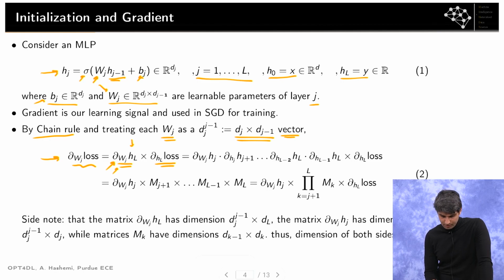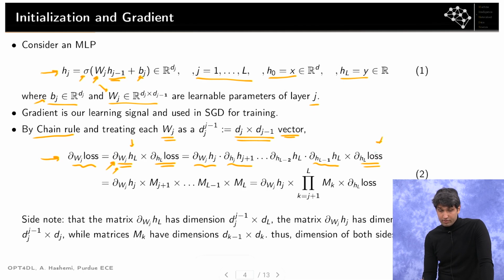as I'm showing here. Again, by chain rule, this partial derivative is equal to the derivative of the output of the jth layer with respect to Wj, the derivative of the output of the (j+1)th layer with respect to hj, and so on and so forth, until the derivative of the last activation with respect to the activation of the layer L minus 1. And finally, I have this derivative of the loss with respect to hL.